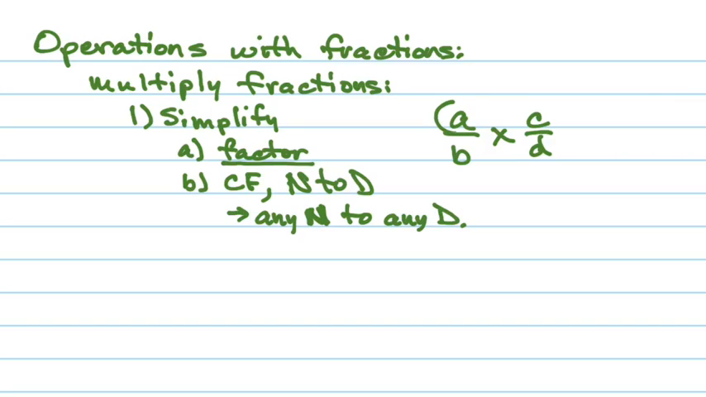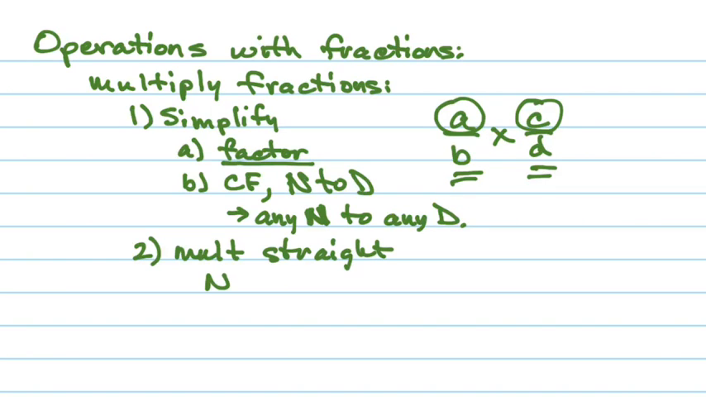So we could simplify A to B or A to D. As long as you're crossing that fraction bar, the division is allowed. So we could do C to B or C to D. And you must make sure you factor it and you simplify it completely. And then, with whatever's left, simply multiply straight across. Numerator times numerator, denominator times denominator. Okay? So let's just look at a couple of examples of that.